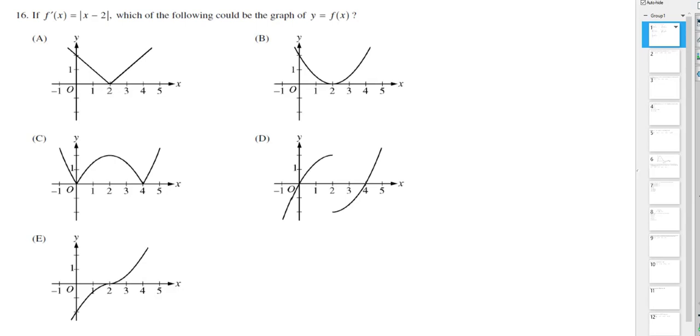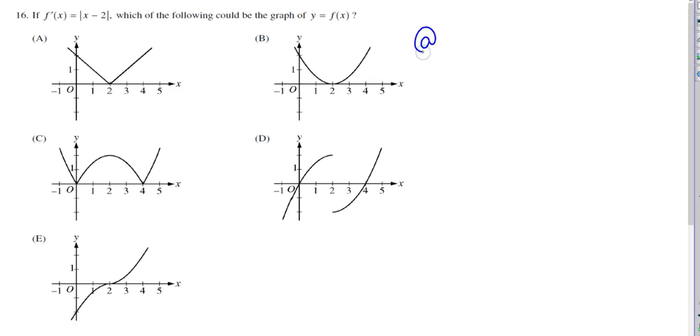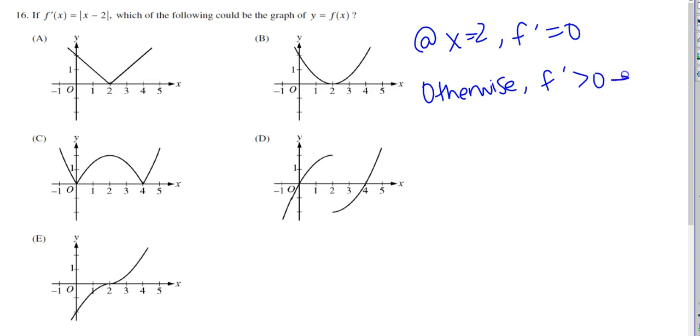So question 16, we've got the derivative and it is the absolute value of x minus 2. Notice that at x equals 2, the derivative will be the absolute value of 2 minus 2. We'll do this. The derivative is 0. So it would be a horizontal tangent line. And otherwise, for all other x's, and this is how you can write your corrections, the derivative is positive, which implies that f is increasing.